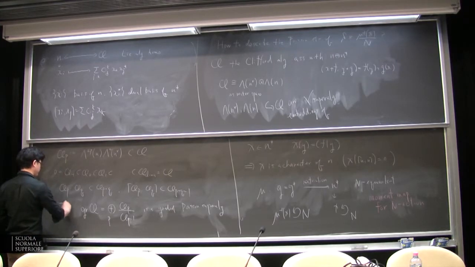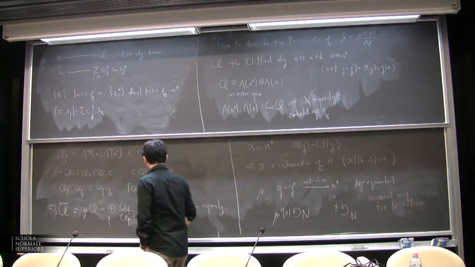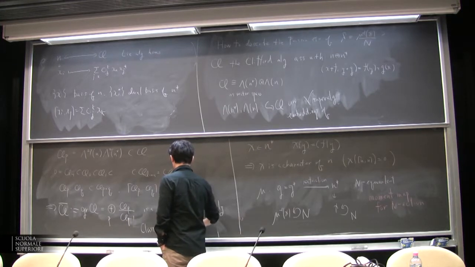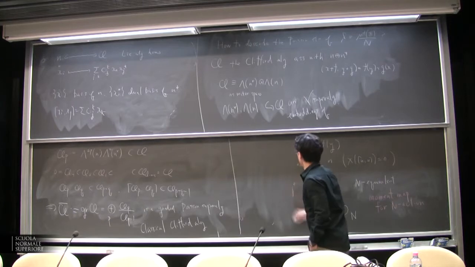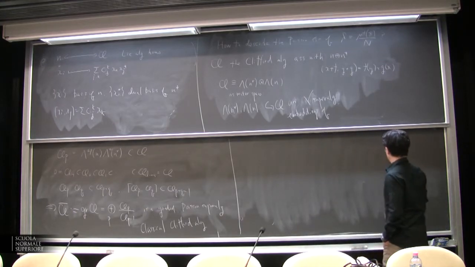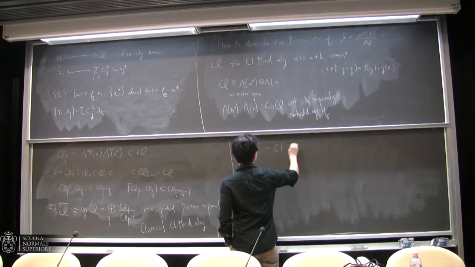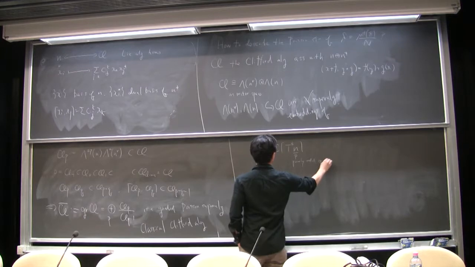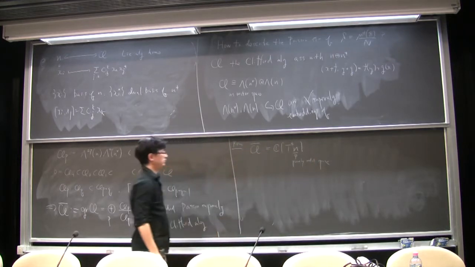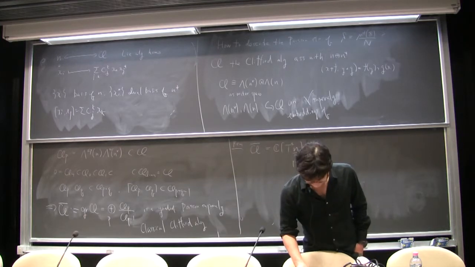And this is sometimes called the classical Clifford algebra. Now a way to think of this is as a function on the cotangent space of n, where n is considered as a purely odd space. That's how we think of this sort of thing.